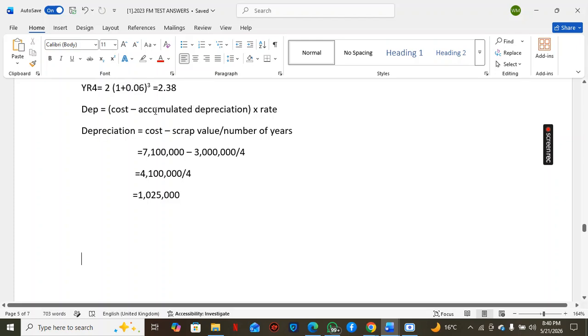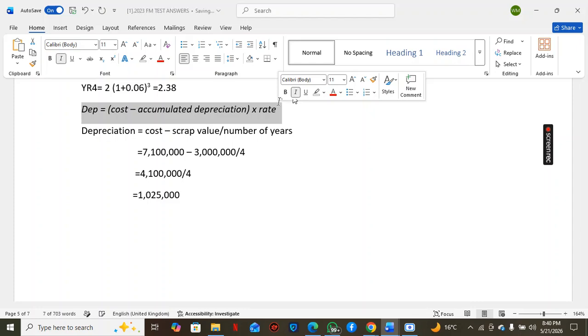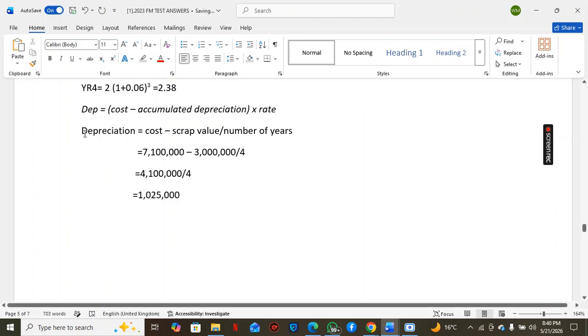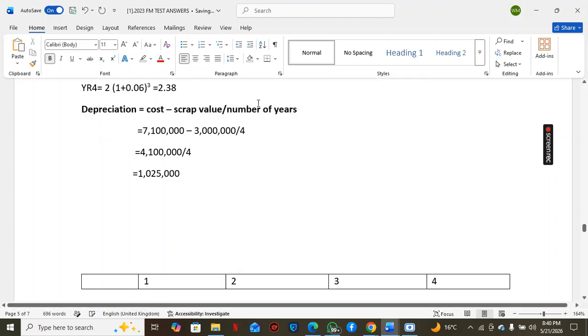Okay. So depreciation. Remember depreciation cost. Why did I put the reducing balance method? Just in case they ever bring a question where you have to use the reducing balance method, you can use this formula. But the formula that we're using for the depreciation is this one here. Depreciation is cost minus scrap value over the number of years. Colleagues, what is the definition of scrap value?